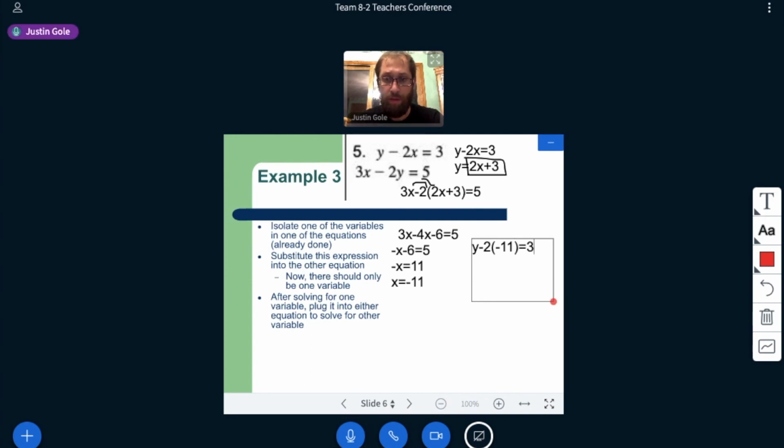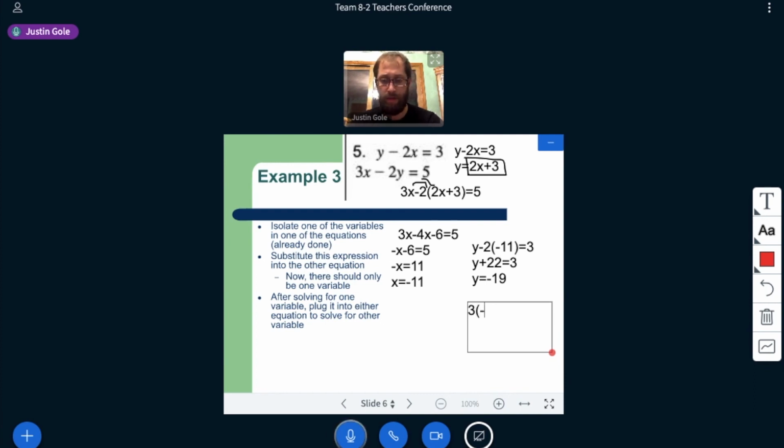All I did was put that value of negative 11 in for x. Y plus 22 equals 3. I'm going to subtract 22 from both sides, and I get y equals negative 19. So we got pretty big numbers in this one. Let's try the other one, shall we? Just to make sure that it's the right answer.